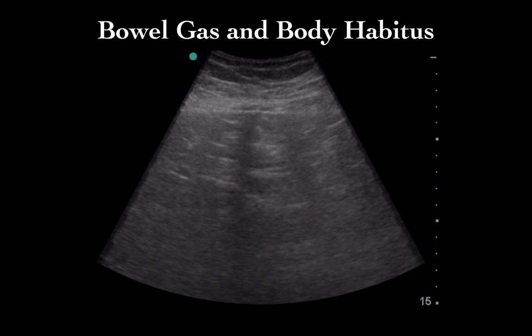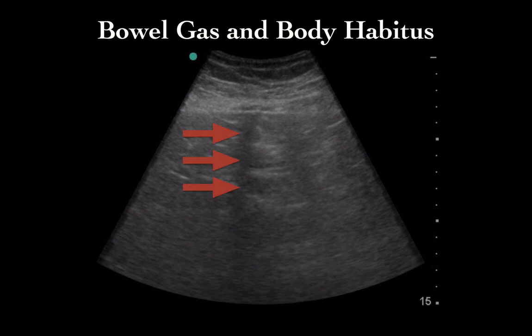So if we have a lot of bowel gas, it makes it very difficult to see the distal aorta or the retroperitoneal aorta. But we can take our transducer and we can push down into the belly. And when we do that, we're putting our transducer closer to the artery, which overcomes the distance problem. And it also helps to push the bowel gas out of the way. So we take our transducer when we can't see that spine and we push down.